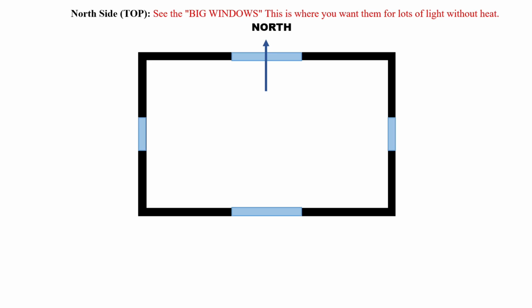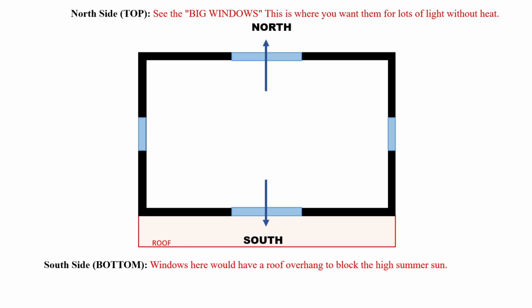Imagine this is the top view of a simple house. North side, see the big windows. This is where you want them for lots of light without heat. South side, windows here would have a roof overhang to block the high summer sun.